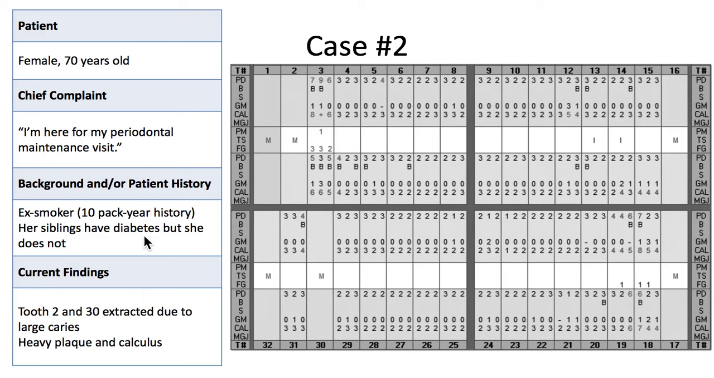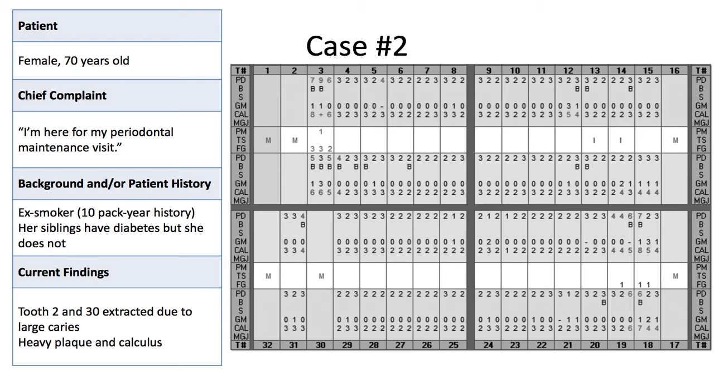Or she smoked a half pack a day for 20 years. Or she smoked 2 packs a day for 5 years. Any multiple of that, any equivalent of that could be possible. But the important thing is she's not smoking currently. And she's also not a diabetic, and she has heavy plaque that's maybe not quite indicative of the destruction she has here in general.